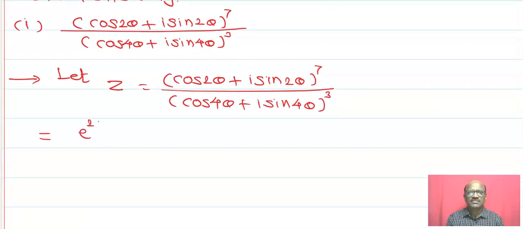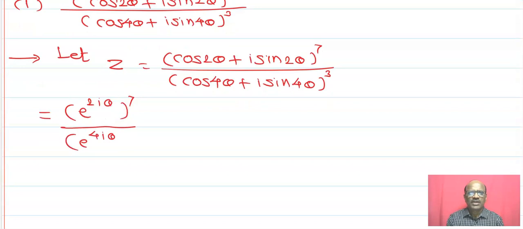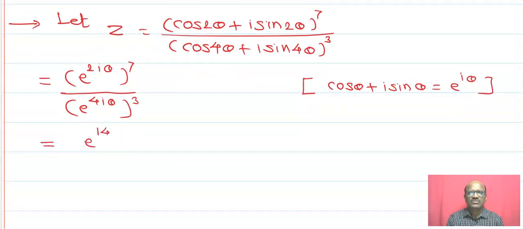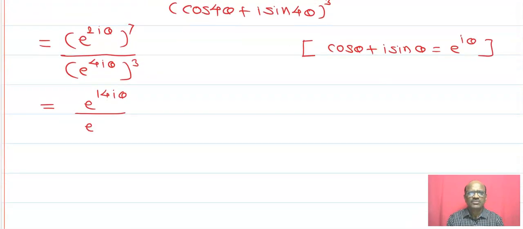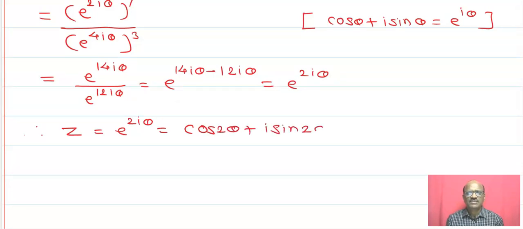Considering that it is complex, r is equal to 1. Therefore (e raised to 2iθ) raised to 7 upon e raised to 4iθ, cubed. Therefore cos θ + i sin θ is equal to e raised to iθ. Therefore e raised to 14iθ upon e raised to 12iθ, that is e raised to 14iθ minus 12iθ, equals e raised to 2iθ, and it is written as cos 2θ + i sin 2θ.